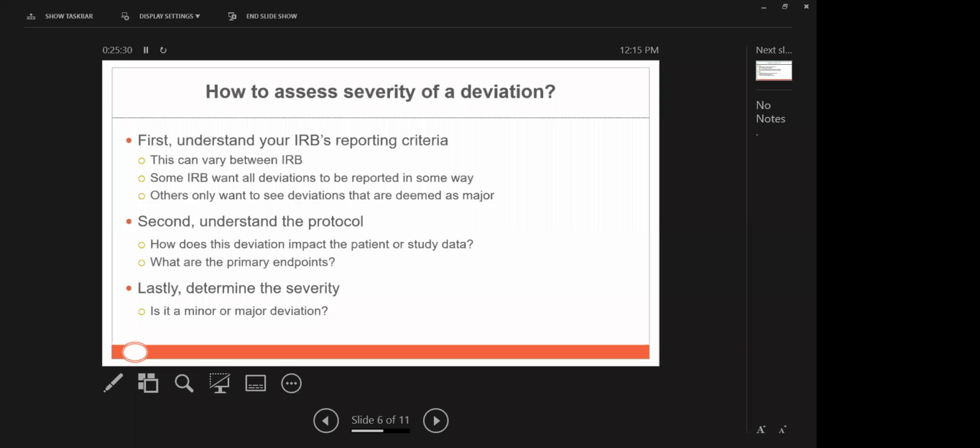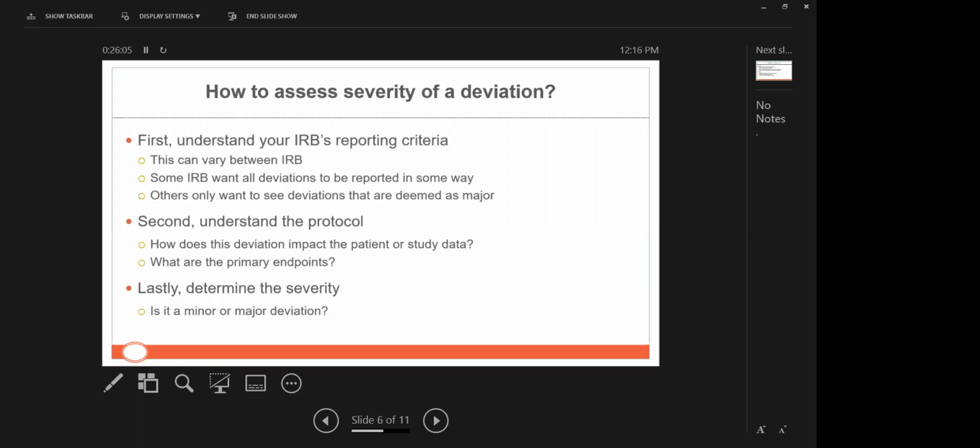For central IRBs, there's usually a manual you can look at: what are they defining as a reportable deviation, and how do you report it? Some IRBs want all deviations, so the minor ones usually get reported with a continuing review, and the major ones are reported right away. Other IRBs only want to see the major deviations. I'll talk more about that later, but a major deviation would be something that affects the subject's safety or the integrity of the data.